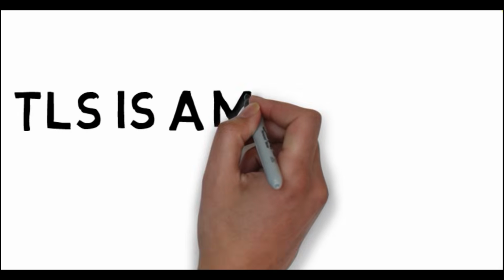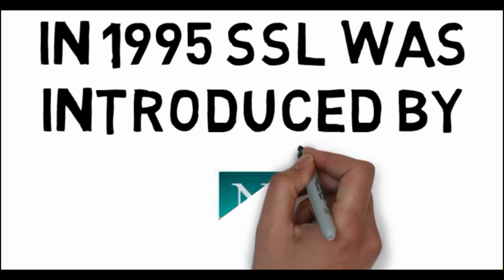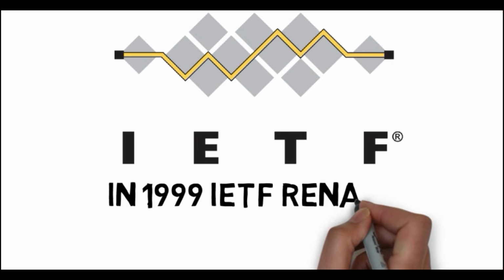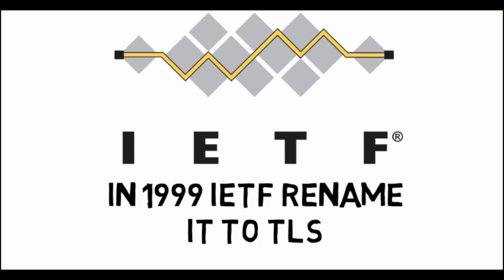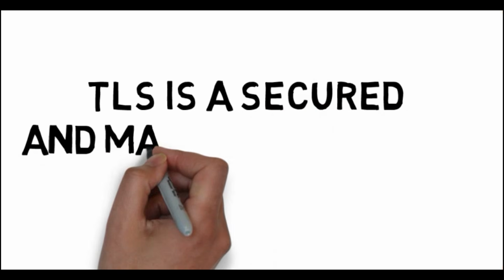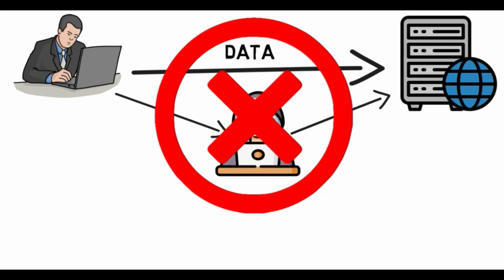Well, TLS is just a maintained version of SSL, because in 1995, SSL was introduced by the Netscape company, and then in 1999, another organization called the IETF took that SSL protocol, maintained it, and renamed it to TLS. So basically, TLS is a more secure and maintained version of SSL. So how does TLS protect data? First of all, TLS is not meant to prevent the capture or the interception of data. Instead, it wants to protect it. So even if you capture it, there's nothing you can do with it.